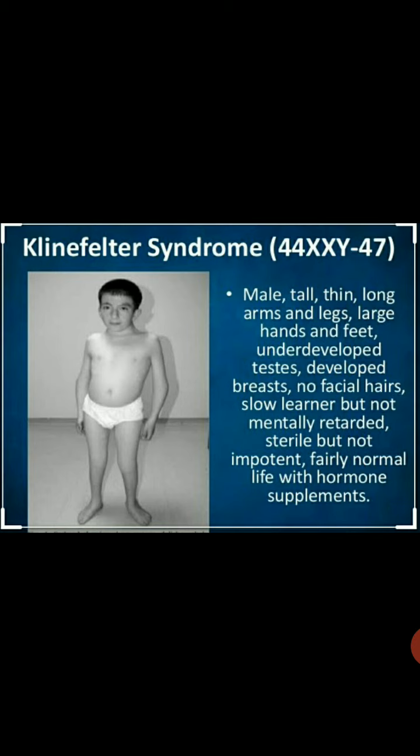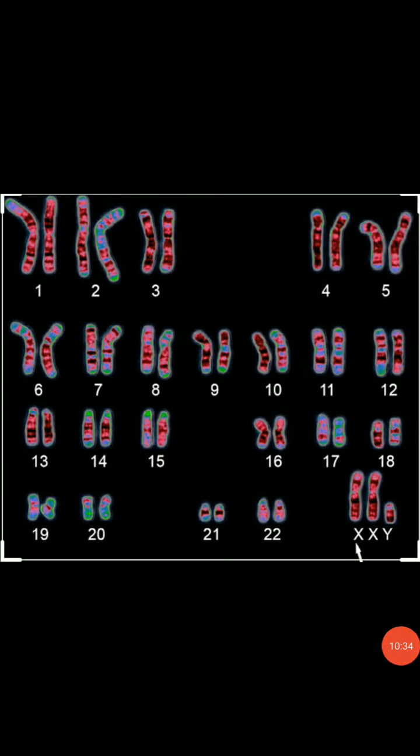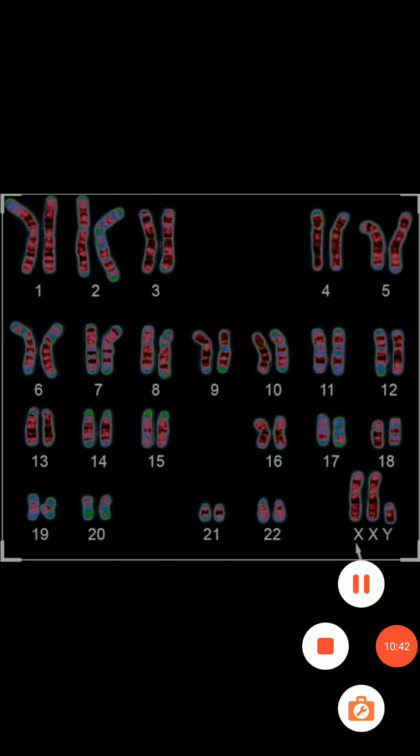Now I am going to show you the karyotype of this disease. This is the karyotype of Klinefelter syndrome. You can see on the 23rd chromosome that trisomy condition occurs.